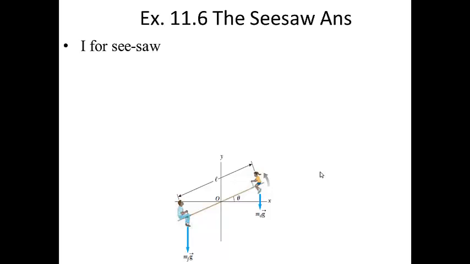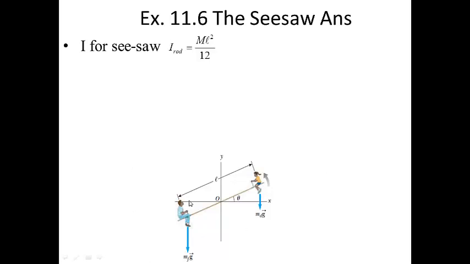To do that, the first thing we need to do is find the moment of inertia of the system. So the problem tells us that the moment of inertia for the seesaw is going to be for a rigid rod. And if you look on page 304 in your textbook, the formula for the rod is ML squared over 12.